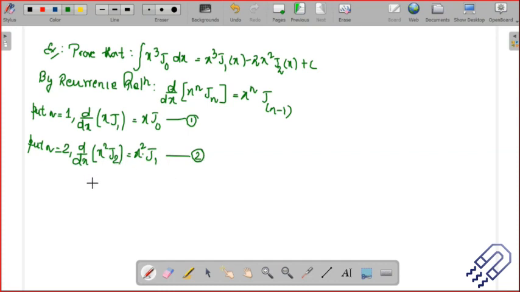So if I integrate this with respect to x, this dx and that dx will get cancelled with d of (x^2 J2). So we can also use the reverse idea that differentiation's complement is integration. So x^2 J2 is equal to the integration of x^2 J1 dx, right? You can also do it this way.